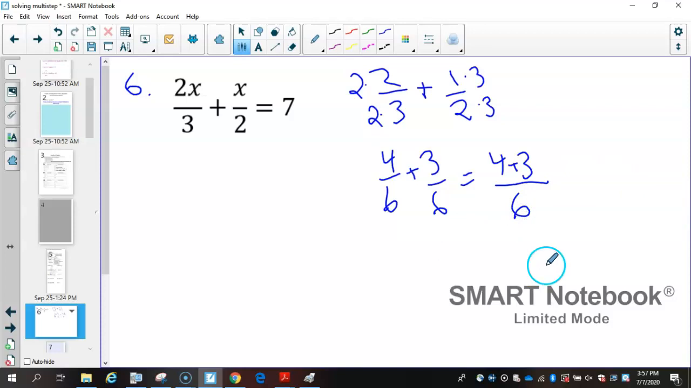So taking what we just did, we're going to apply that to this. 6 is the common denominator, so that part has not changed. I'm still multiplying this and this by 3, and this by 2. So I'll end up with 4x over 6 plus 3x over 6, which is very similar to what we had here.